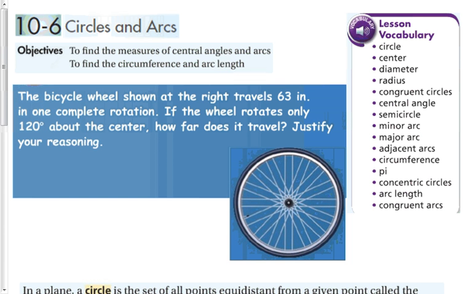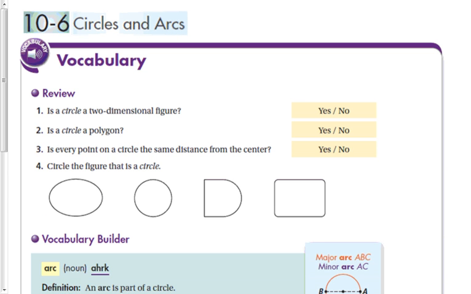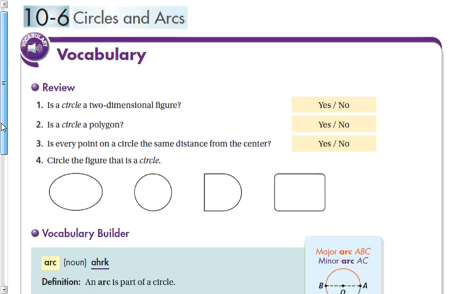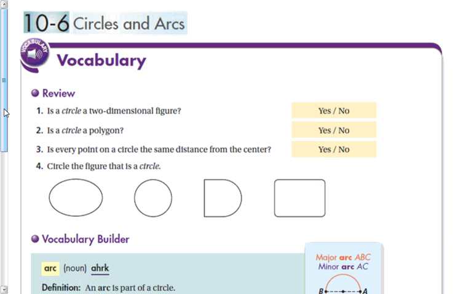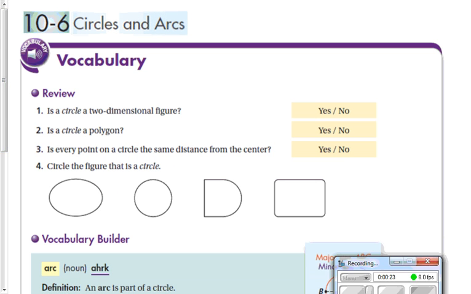In this lesson, we're going to learn how to do a couple of things. We're going to learn how to find the measures of central angles and arcs, and to find the circumference and the arc length. Go ahead and do the review, some important definitions here, and also pay attention to the notation in this lesson. I'll check back with you.